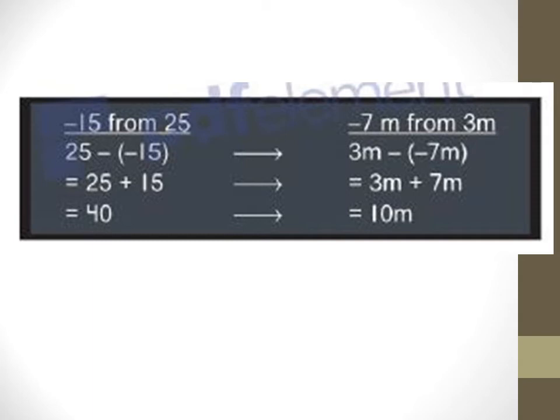Look at the right hand side. We have to subtract minus 7m from 3m. Now here m is the variable. So we will write 3m minus within bracket minus 7m. The minus and the minus multiplied together gives us a positive sign. So our new equation will become 3m plus 7m, which will give us 10m.